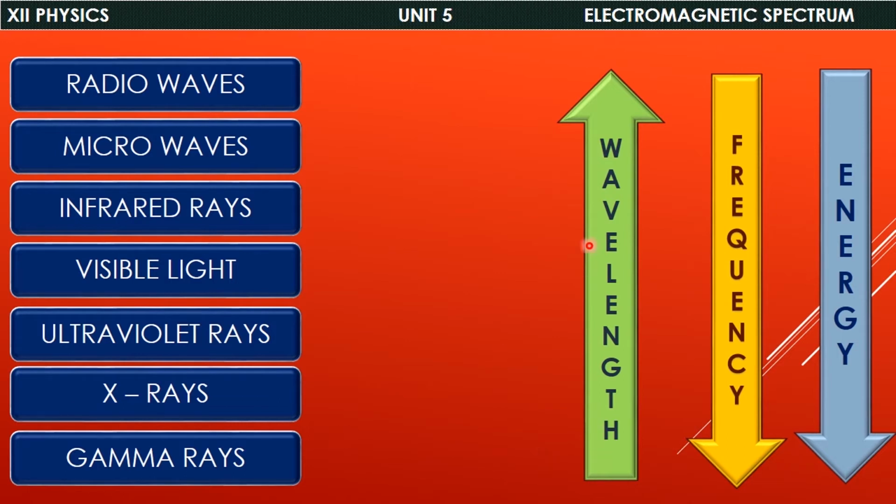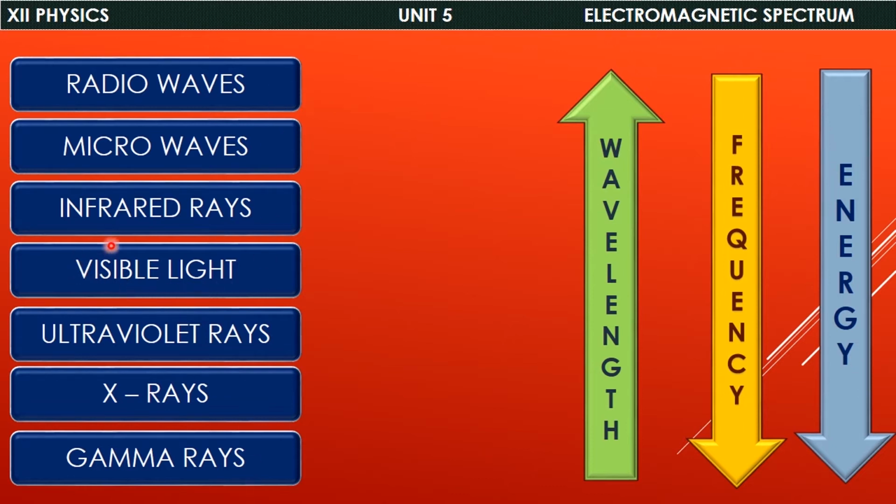The wavelength increases as we go from gamma rays to radio waves. The frequency increases as we go from radio waves to gamma rays. And also, the energy increases as we go from radio waves to gamma rays.